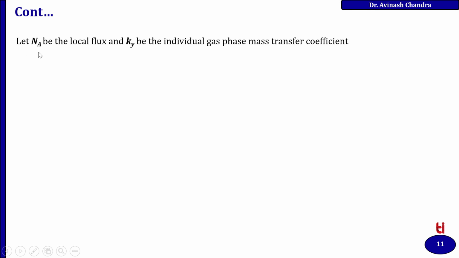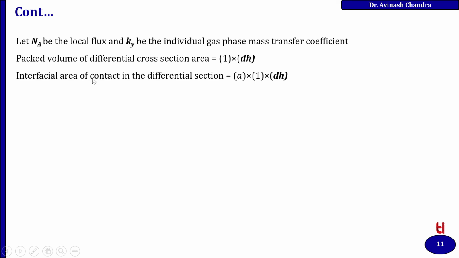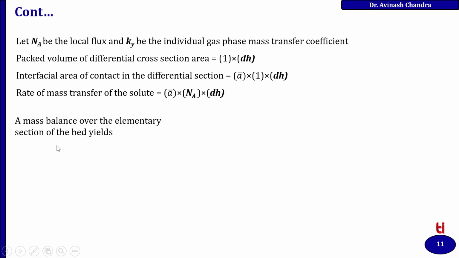So let NA be the local flux and Ky be the individual gas phase mass transfer coefficient, then the packed volume of differential cross section area equal to 1 into dH. The interfacial area of contact in the differential section is a into 1 into dH. The rate of mass transfer of solute A is N into a into dH. A mass balance over the elementary section of the bed yields a dH N equal to minus G dash dY.